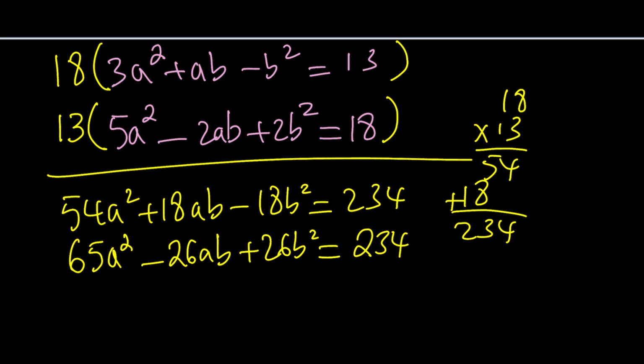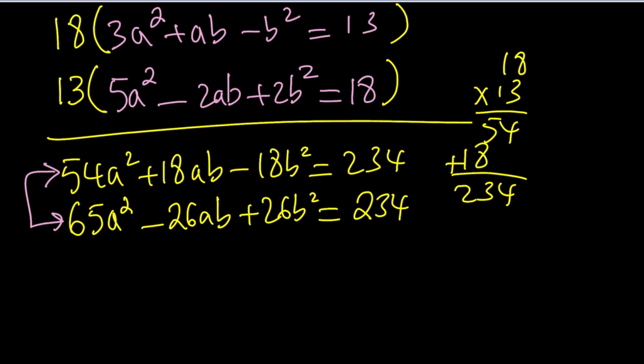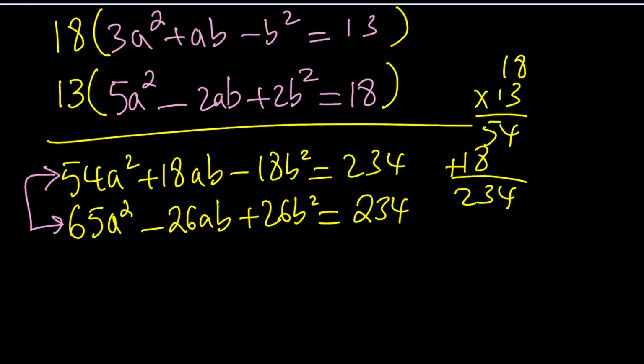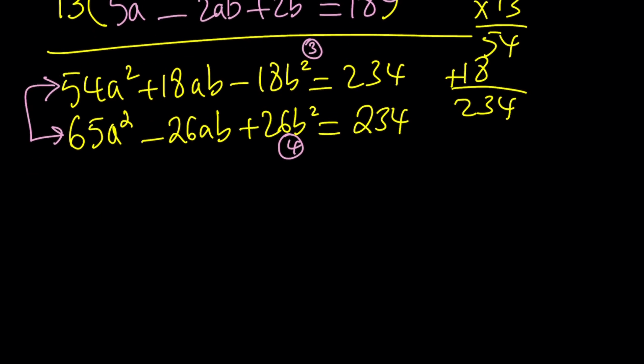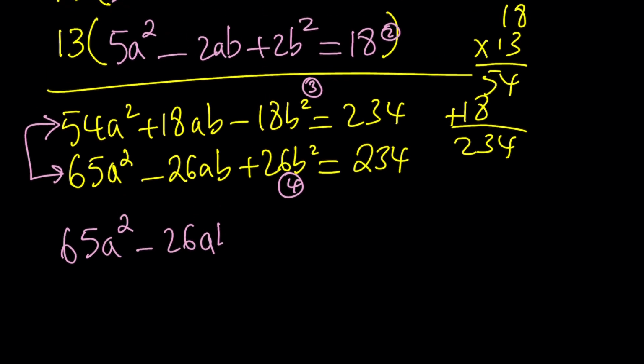Now, why did I do this? Why are they supposed to be equal? Because if two things are equal to the same thing, then they're equal, which means equations 3 and 4 are equal to each other, if this is first and second. Awesome. Now we can go ahead and set them equal to each other, but I want to write the 65 first because it's bigger. Now let's go ahead and set.